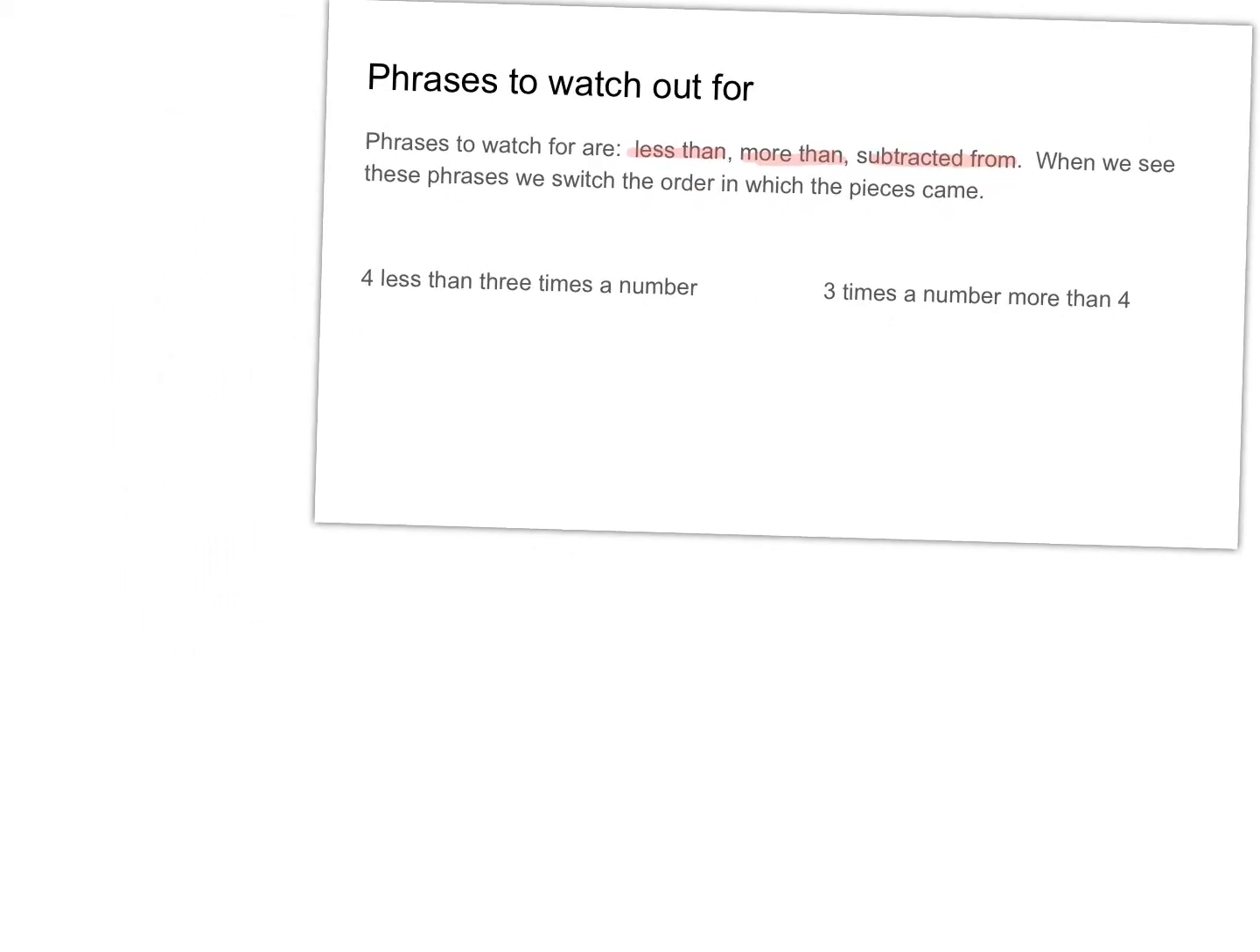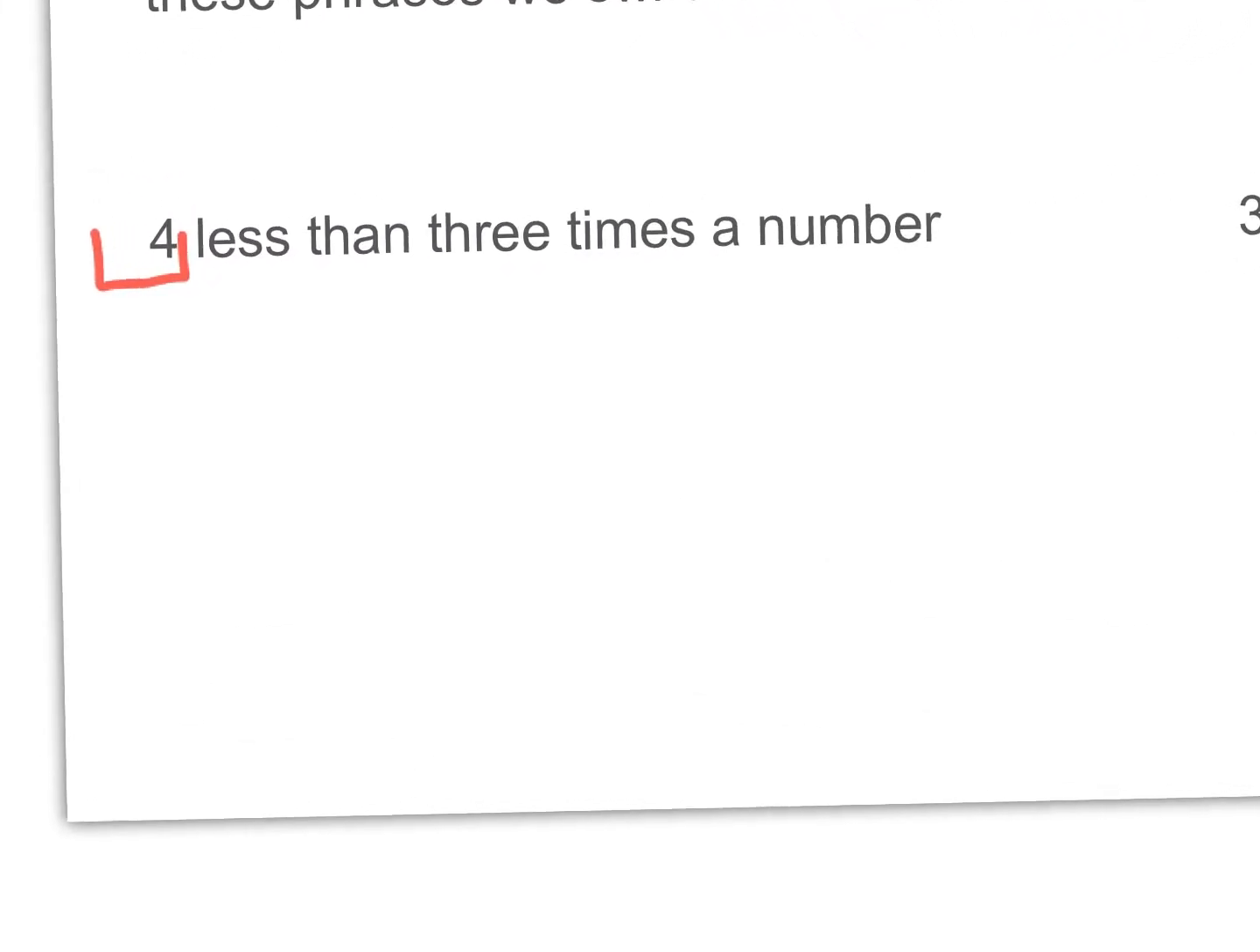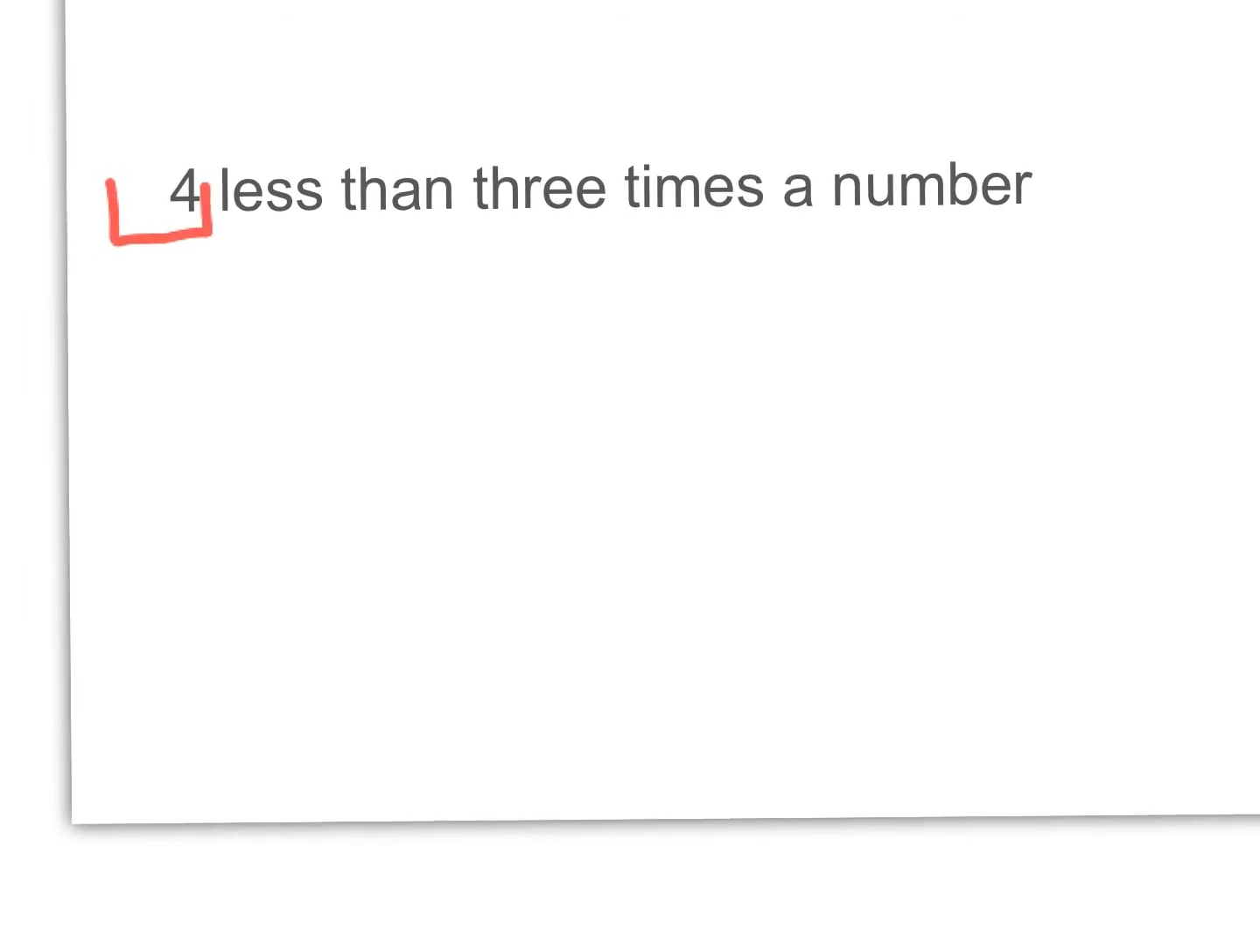Looking at this first one, it says 4 less than 3 times a number. First thing we're going to do is pick out all the math terms. So we have 4. Actually, I'm going to zoom in. Hold on a second. Okay, so we have 4. How do I represent 4 in math?